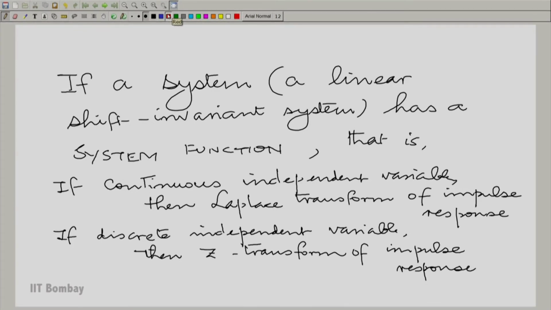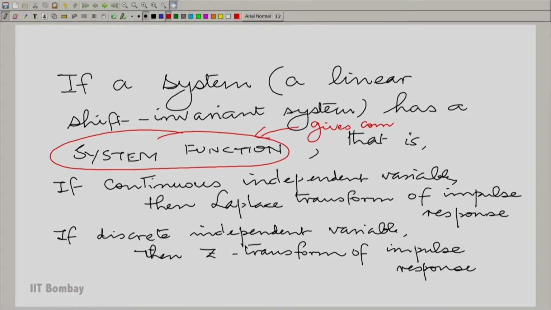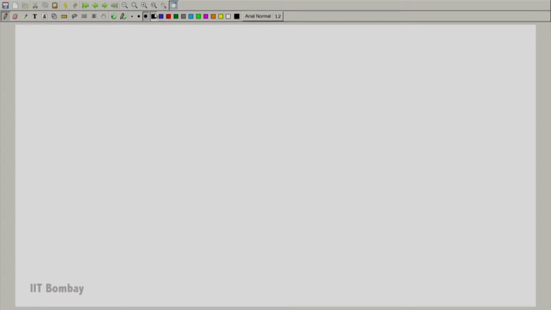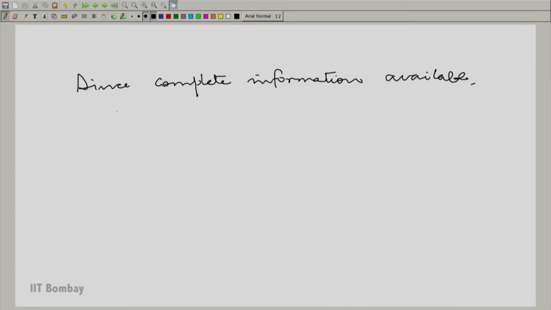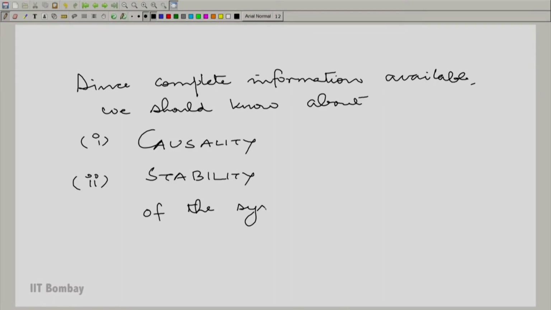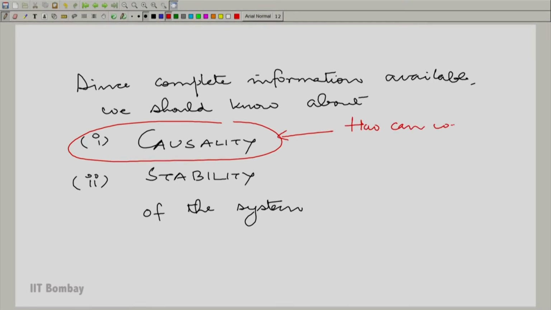Now, either way, the system function gives us complete information about the system. So, it should also be able to tell you about two important questions related to the system. Since complete information is available, we should know about causality and stability of the system. So, what we are going to do in this session is to address this question: how can we determine causality by looking at the system function? Let us now set out to answer that question.